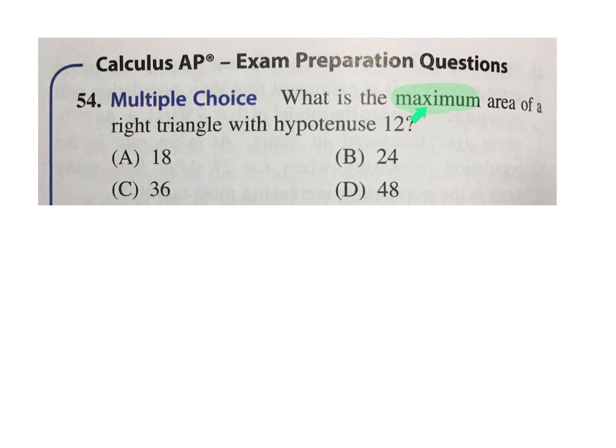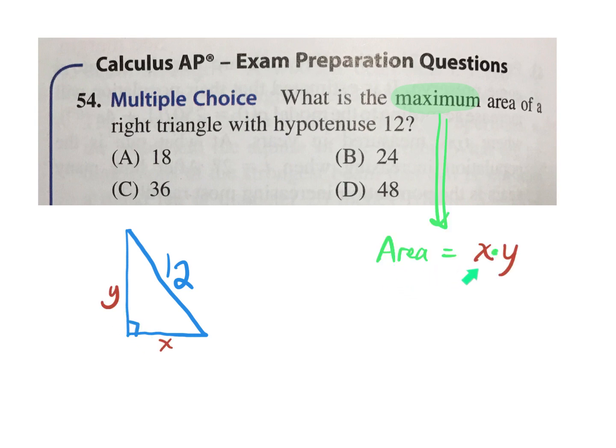All right, an optimization problem. What's the maximum area of a right triangle with hypotenuse 12? Let's draw the picture. So we don't know anything about the legs, so let's call them x and y. So the area is x times y, and we need another relationship with x and y, and that's going to be using the Pythagorean theorem.